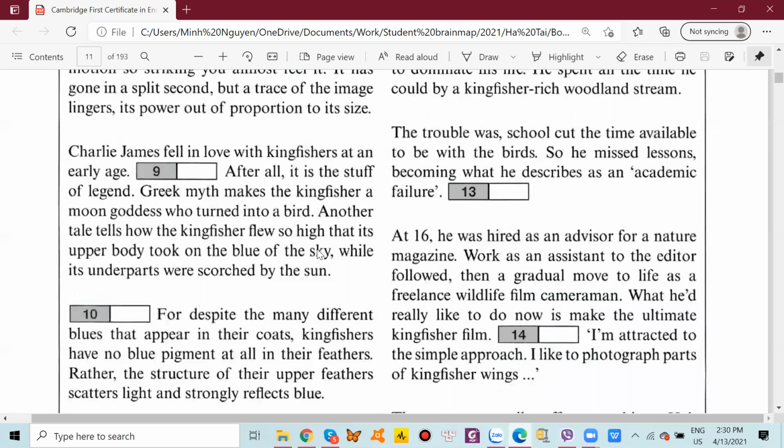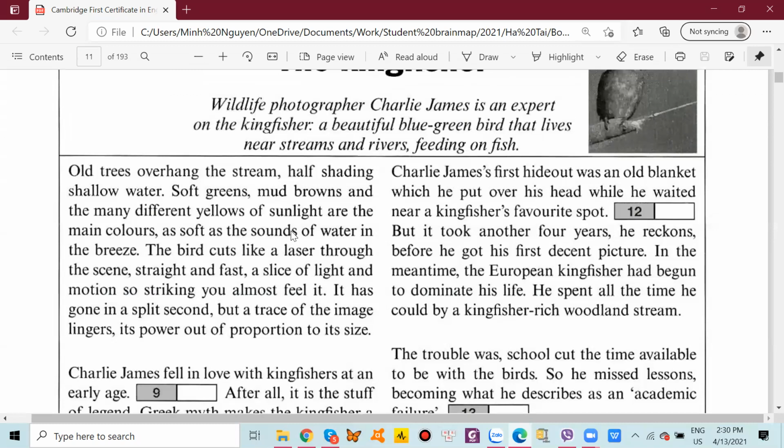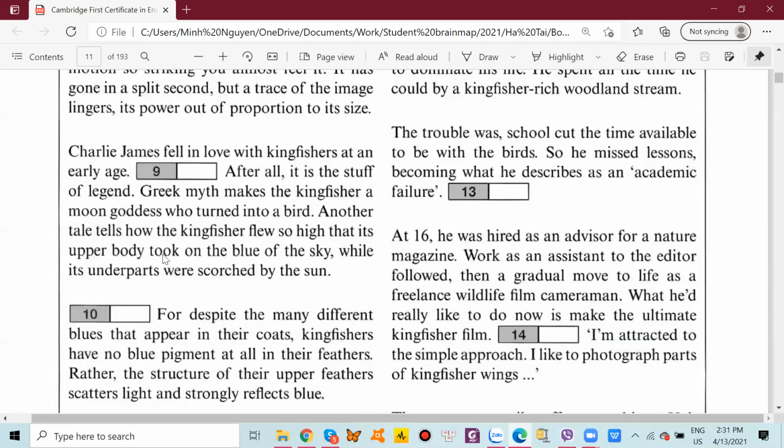Proportion. Its power out of proportion to its size. So here, the proportion means like 100%. The image is big like this. And then when it lingers, the image becomes smaller, smaller, and smaller in its size. And then finally, it disappears forever. It means that it becomes smaller and tinier than its original size, and then it disappears, it's gone. So that is it, you got that done. Okay, so let's move to the next paragraph, me first and you next.